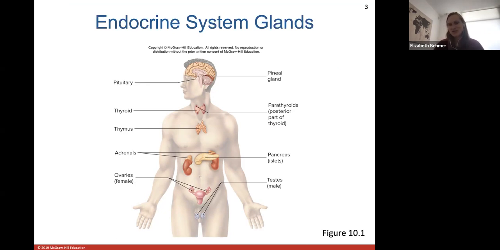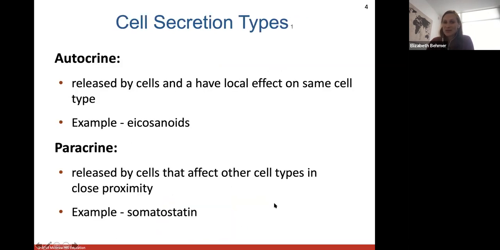So these are your endocrine system major glands. We have the pituitary gland, the pineal gland located in the brain, the thyroid gland with parathyroid glands on the posterior part of it, kind of embedded within. The thymus is a part of your endocrine system and lymphatic system. We'll talk about that. You have adrenal glands located on top of your kidneys. You have the pancreas, which has endocrine system functions, and then you have ovaries and testes, which are called the gonads, and they will secrete different hormones as well.